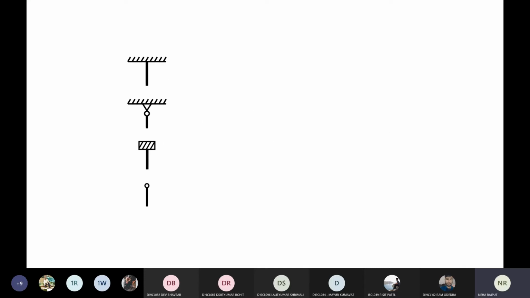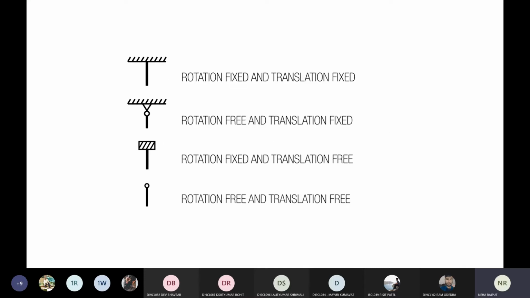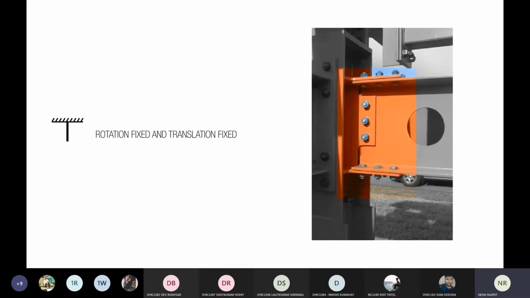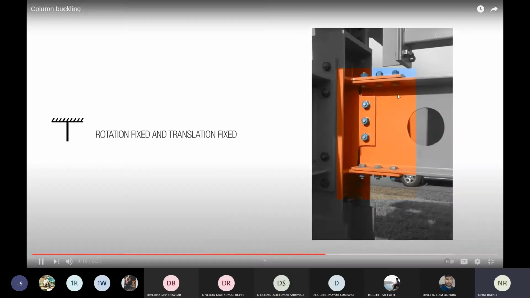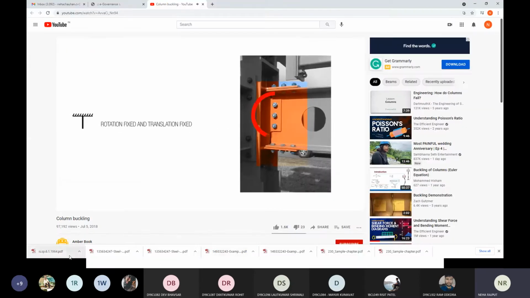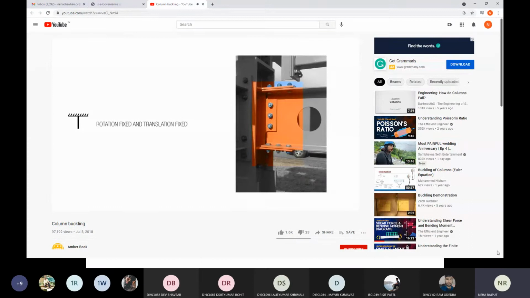So let's go through examples of what we mean by rotation fixed and translation fixed and so forth. So this is a moment connection. We saw this before when we talked about steel. It's a moment connection because we've engaged the flange and the web, and we're holding both of them in place.